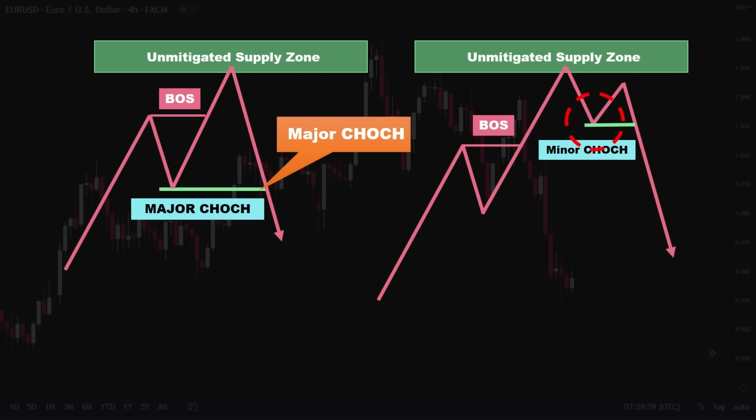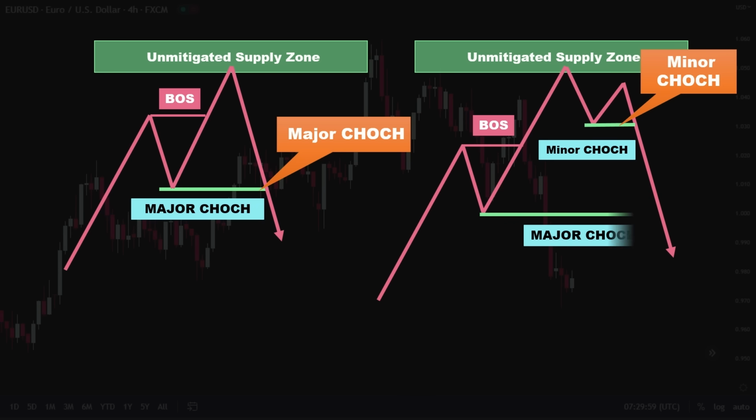So here we have a minor change of character that we cannot confidently consider as a shift in the market structure. So here, if price breaks this structure to the downside, then we can confidently consider a shift in the market structure.